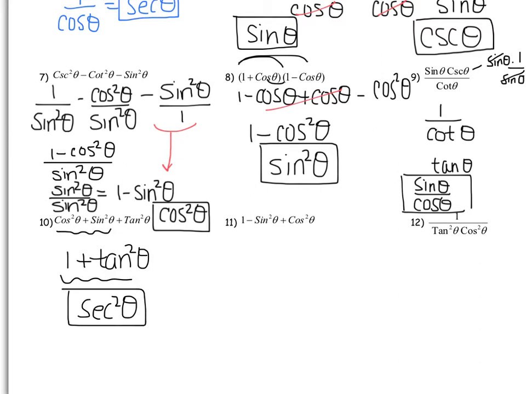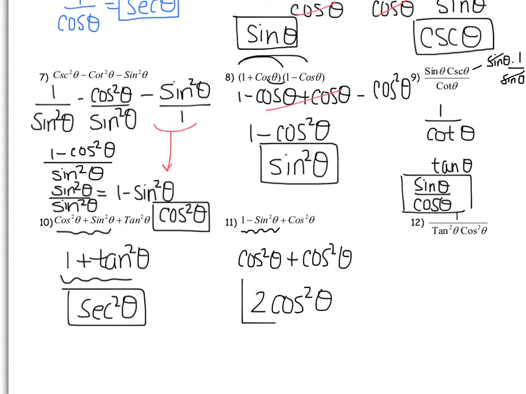Okay. For number 11, yes, sine squared plus cosine squared equals 1. But when you add or subtract, you have to add or subtract in the order in which it's given. So 1 minus sine squared you have to do first, which is cosine squared theta. Then you add that to another cosine squared theta. So how many cosine squared thetas do I have? 2. So we write that as 2 cosine squared thetas. Final answer.